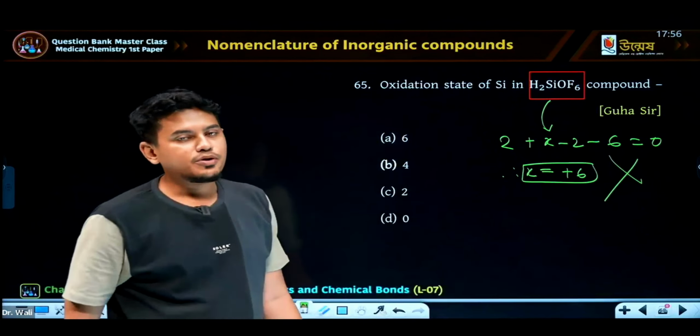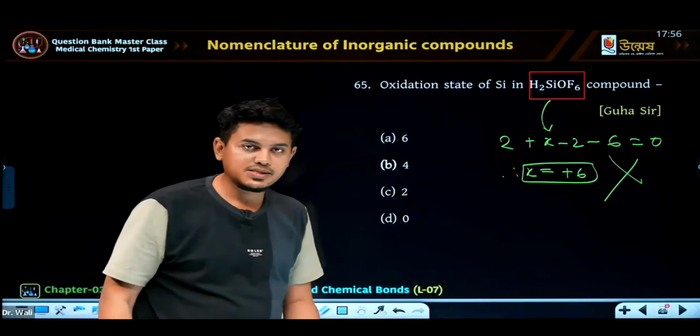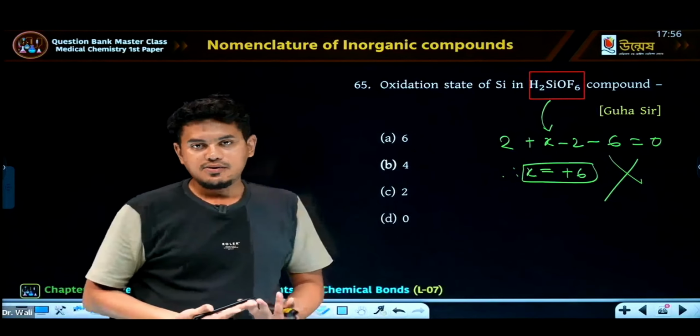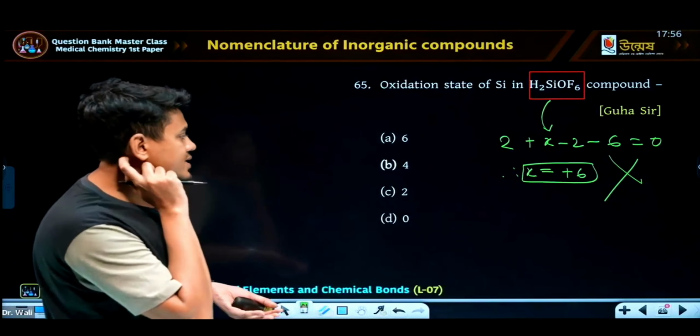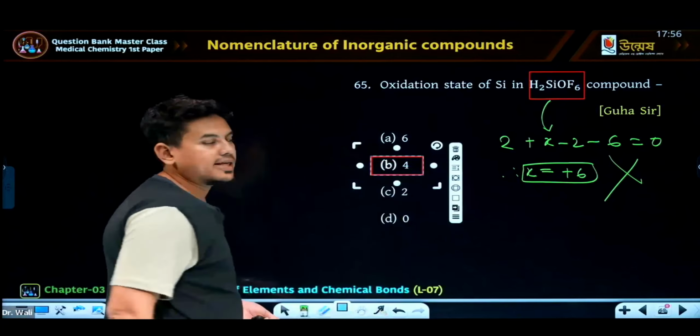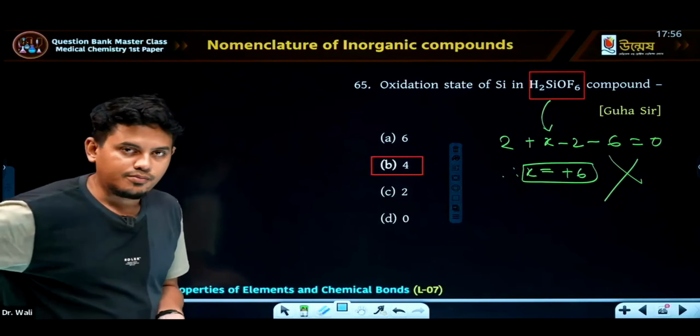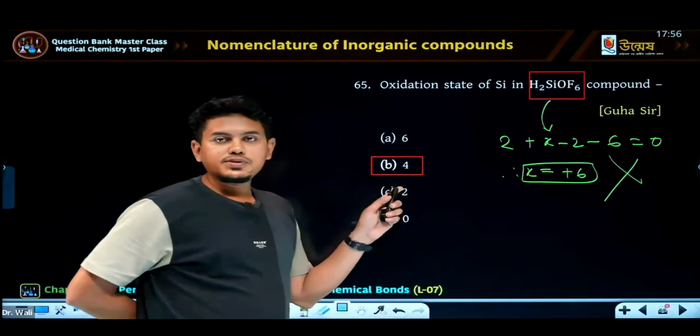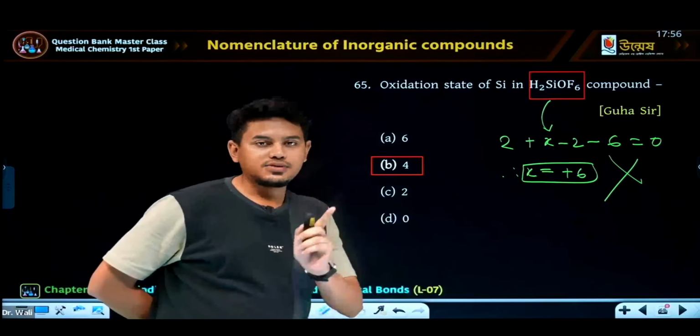wrong. Why? Silicon does not have the potential to show a higher oxidation state than +4, because it lacks that opportunity. So in this case, the oxidation state will be 4, not 6. Silicon shows the highest valency of 4. Because of that structure, it can only show +4 as its highest oxidation state.